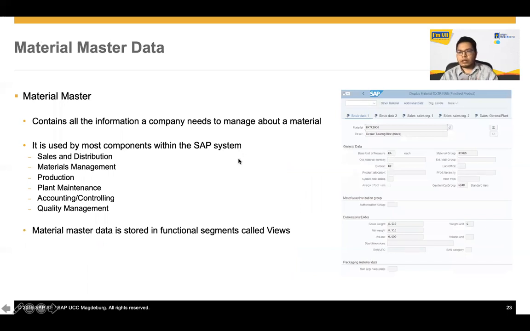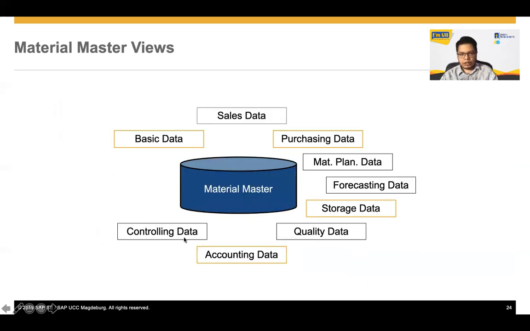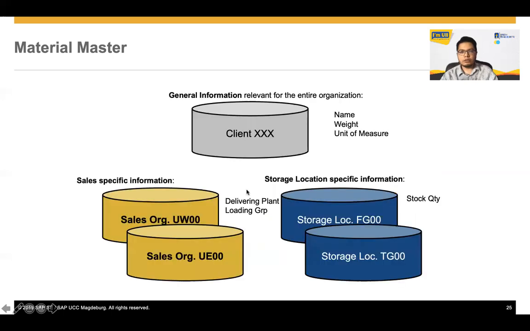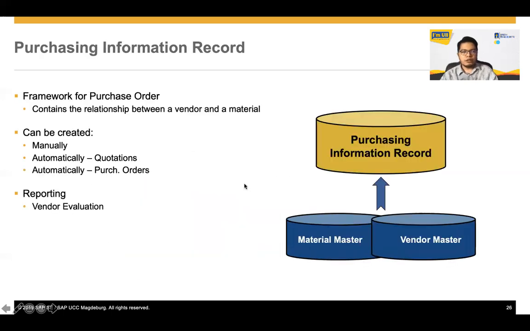And there is also material master data, which contains information a company needs to manage about material. So the different materials necessary are kept there. There is also the purchasing information record. Basically, when you combine two master data, I mean material and vendor, there will be a purchasing information record.